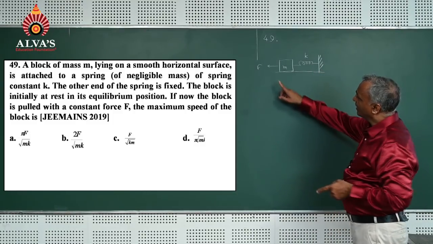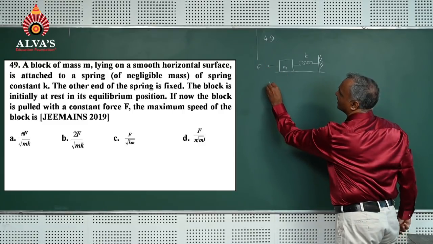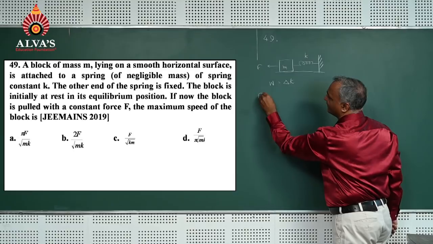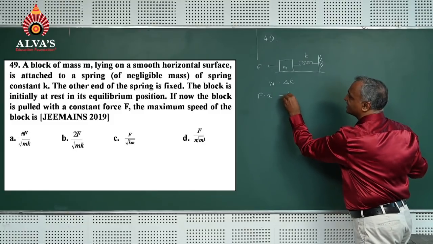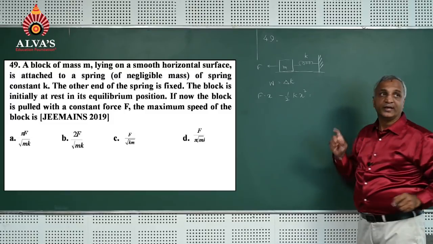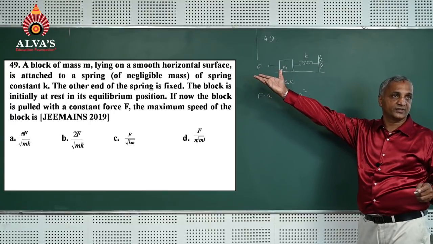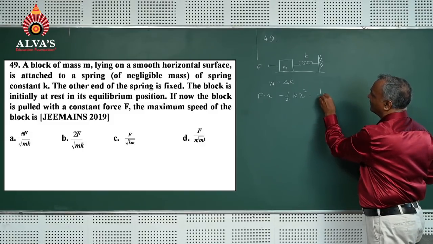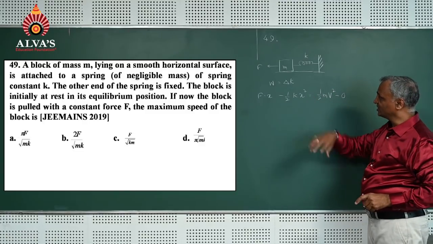So I can say, when it is pulled towards the left side by distance x, the work done is equal to the change in kinetic energy. Work done by this force is F into x, and work done by the spring will be minus half k x square. This will be equal to the final kinetic energy half m v square minus the initial kinetic energy, which is 0 since initially it was at rest. So you try to solve this.